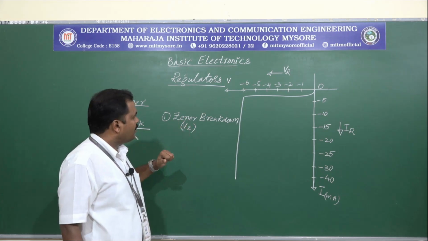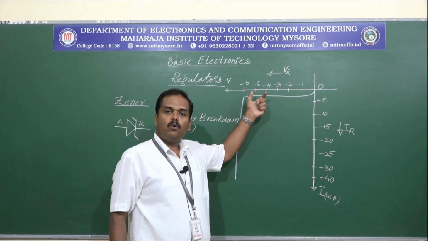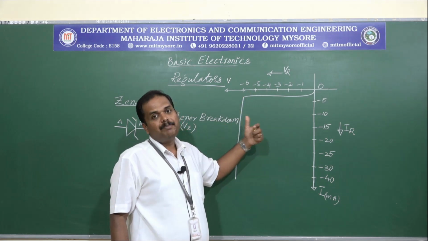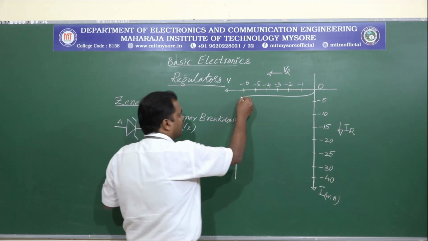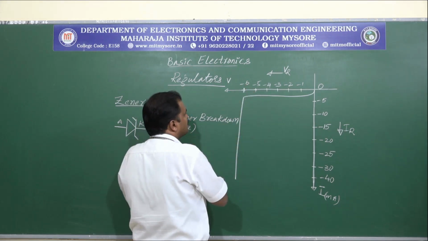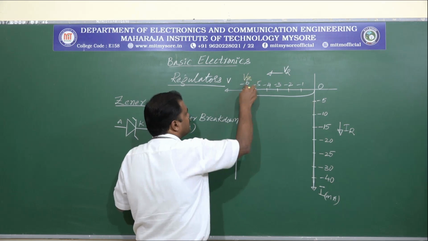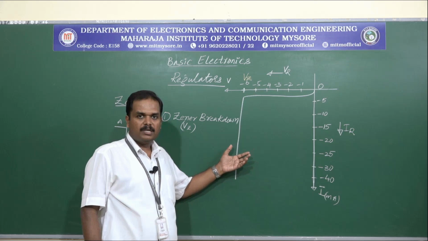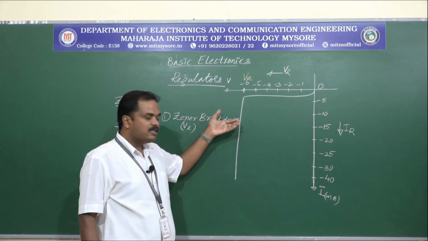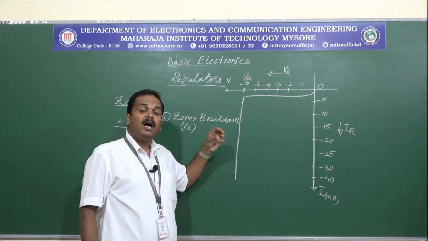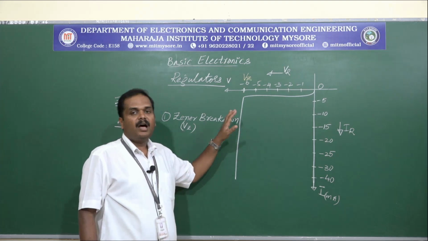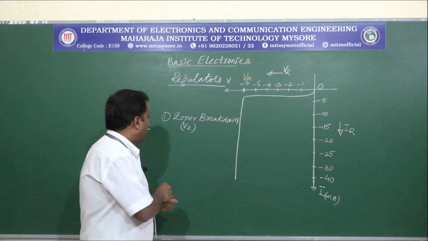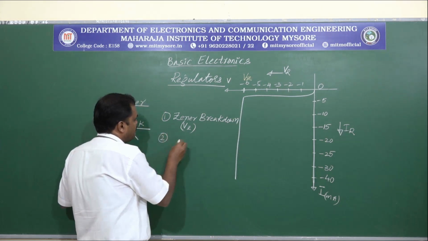So Zener breakdown is the reverse voltage at which the Zener diode enters the breakdown region. In this diagram, this point is the Vz point. So minus 6 volts is the Zener breakdown voltage. When the diode enters this breakdown region, a constant voltage is maintained across the diode, which we call the Zener voltage.